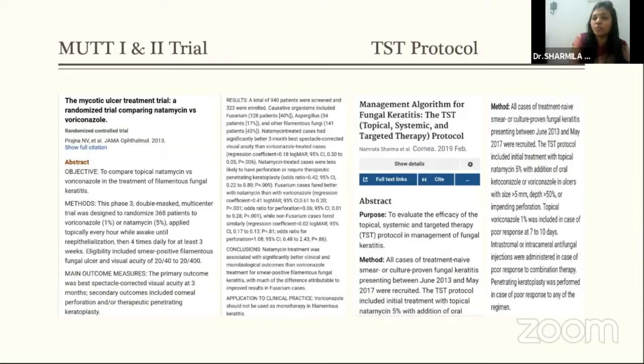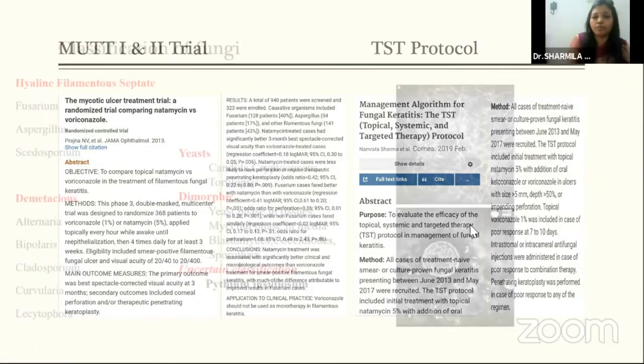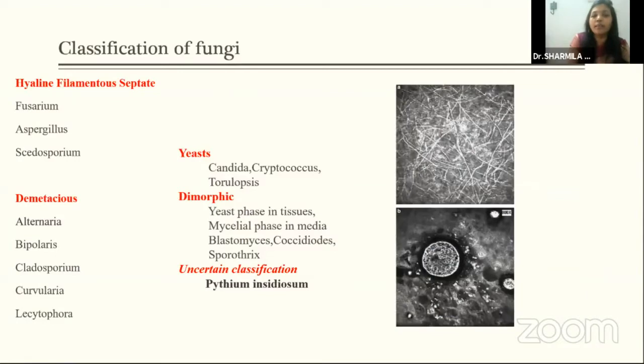You should also know the TST protocol by Namrata Sharma ma'am and others. The paper gives you clear indications as to when to use systemic antifungal drugs and topical targeted therapy like intracameral voriconazole and intrastromal voriconazole. So you should go through that. I'm sure you'll all be very familiar with the classification of fungus. This is what we are focusing on for keratitis, but you can have these causes too.